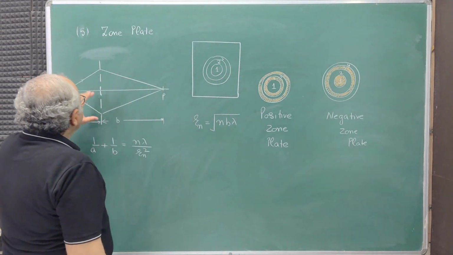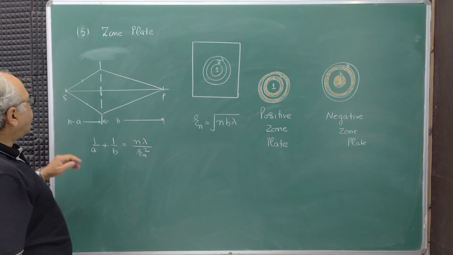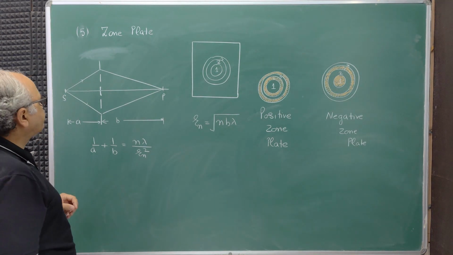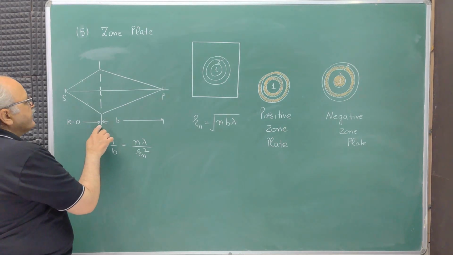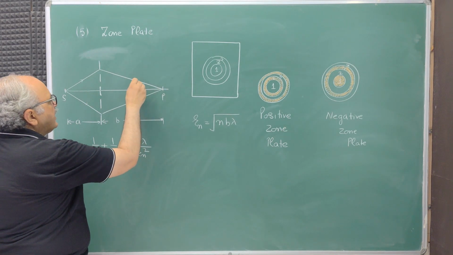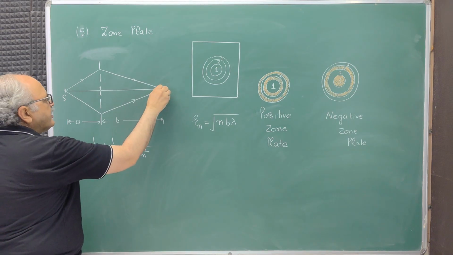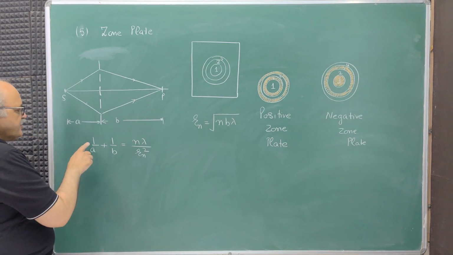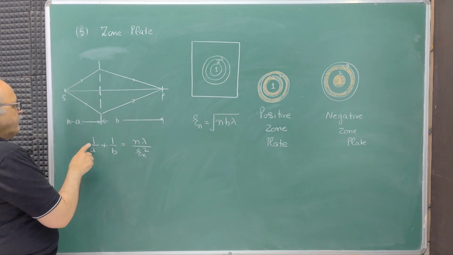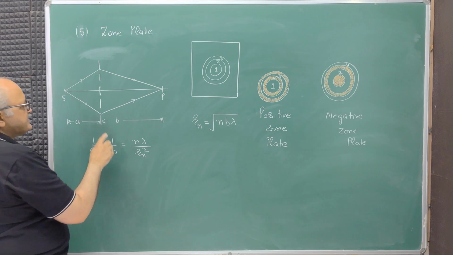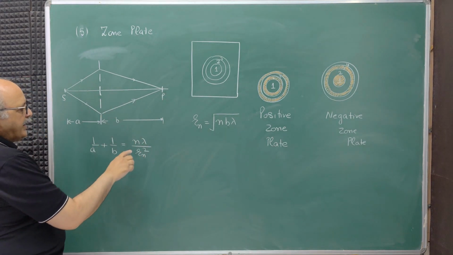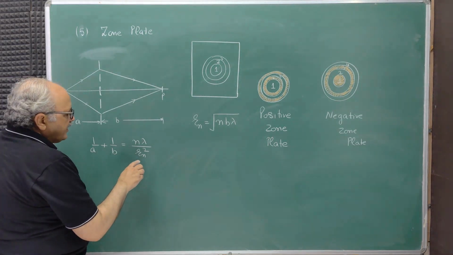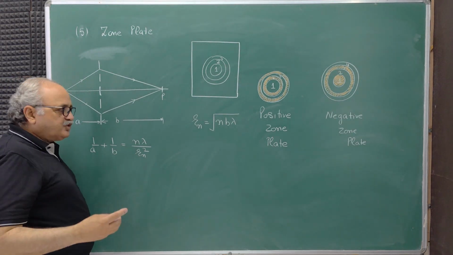When a zone plate is kept in front of an object, say S, maybe a point source, let this distance be A, we find that the light is focused at a particular point P, just like a lens. And the relation we have is this: 1 by A, where A is the distance from the object, B is the distance where the image is formed, and n is the number of zones which are exposed in the zone plate, and Rn is the radius of the nth zone.